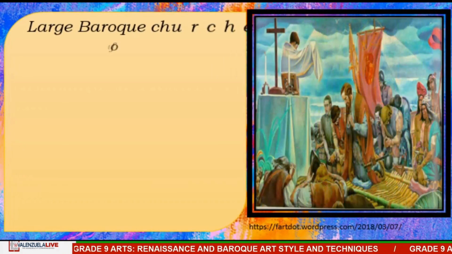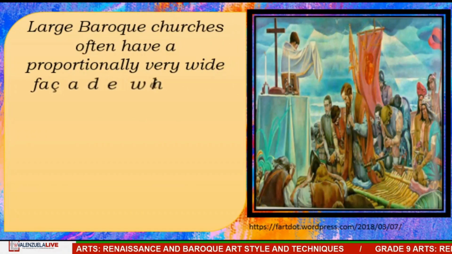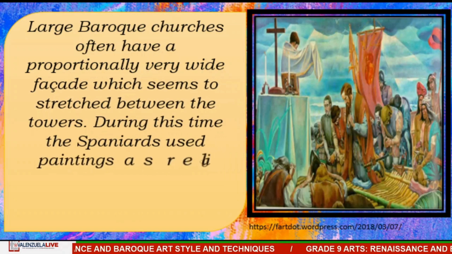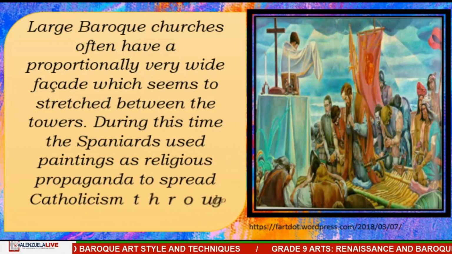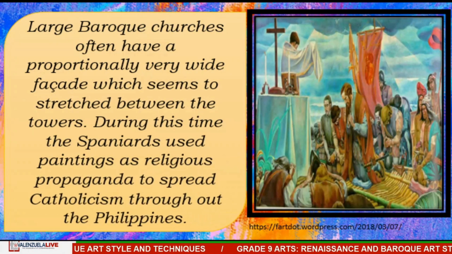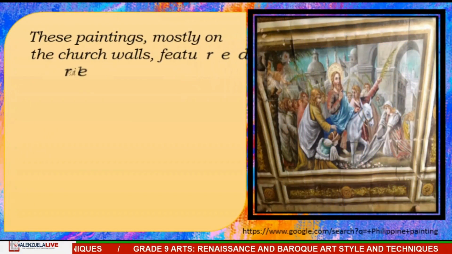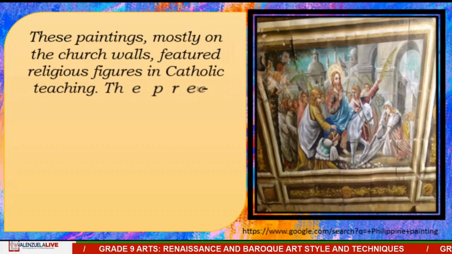Large Baroque churches often have a proportionally very wide facade which seems to stretch between the towers. During this time the Spaniards used paintings as religious propaganda to spread Catholicism throughout the Philippines. These paintings, mostly on the church walls, featured religious figures in Catholic teaching.